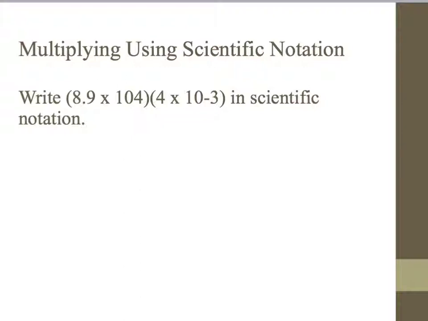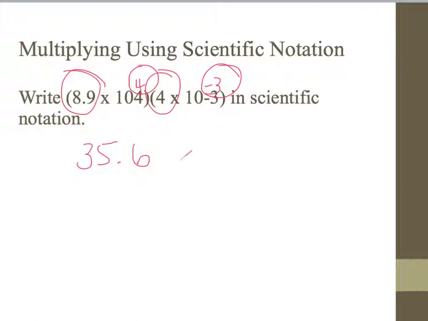Okay, so the other way we use scientific notation is when we're multiplying. Okay, so it's kind of the same idea here except multiplying. So I multiply the whole numbers together, 8.9 times 4, and I get 35.6. Okay, then on the next one, here I have 10 to the 4th and 10 to the negative 3rd. Okay, so multiplying, we add the exponents. So 4 plus negative 3 is just 1.